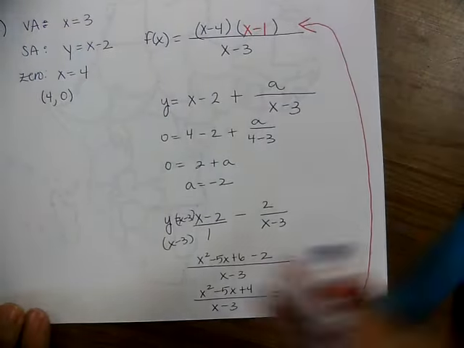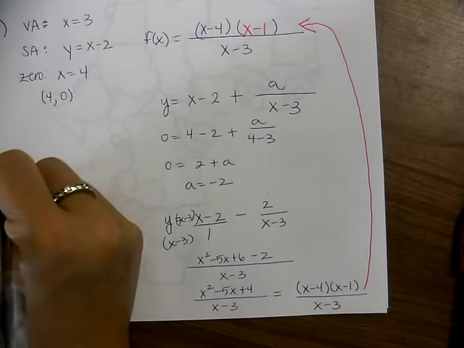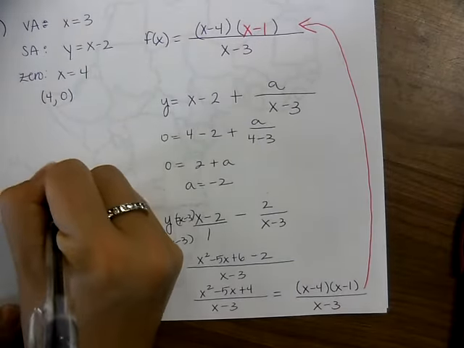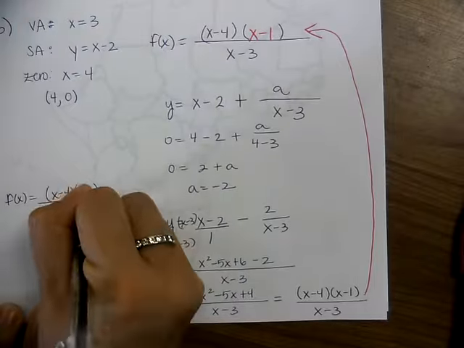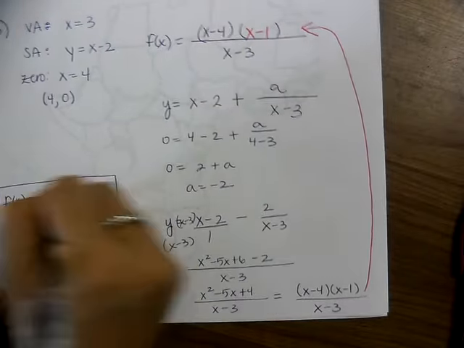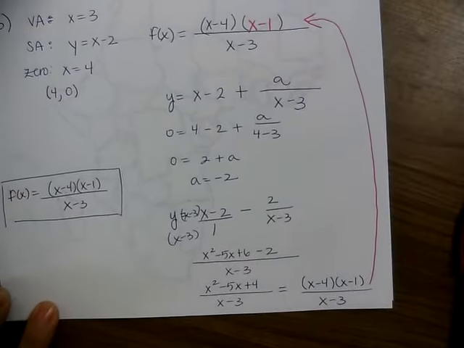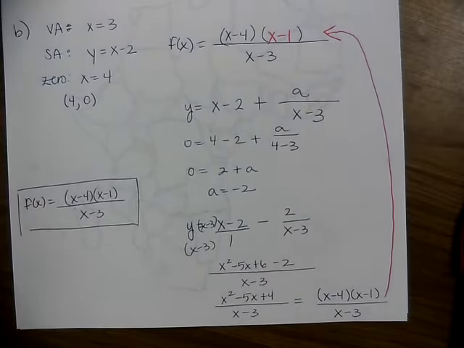So my final answer is going to look like f(x) = (x - 4)(x - 1)/(x - 3). Keep it factored because it's a lot easier for me to check. Okay? Yes? Why is it 1 when... So it is one of the zeros. They just didn't tell me it was one of the zeros. Otherwise, I'd have all the information I needed. Okay? Any other questions?